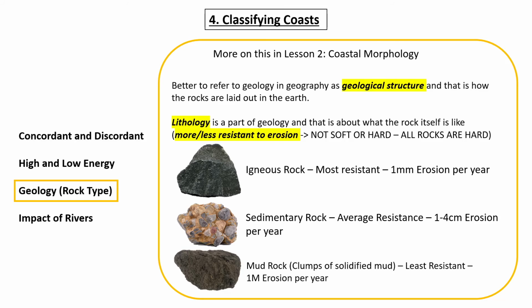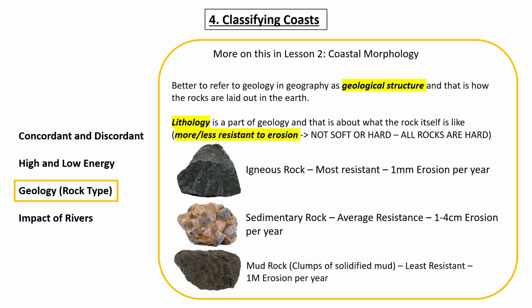Lithology, however, is more about the characteristics of the rock itself. Important note here that during GCSE Geography and Science, rocks may have been referred to as hard and soft, but at A-level we really need to be saying more or less resistant to erosion, because no rock is soft. But this is where you have your 3 rock types. I've only gone for these 3 because these are the most common that you find at a coast. So you've got your igneous rock, which is the most resistant to erosion.